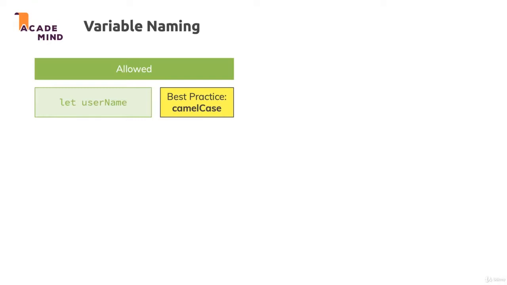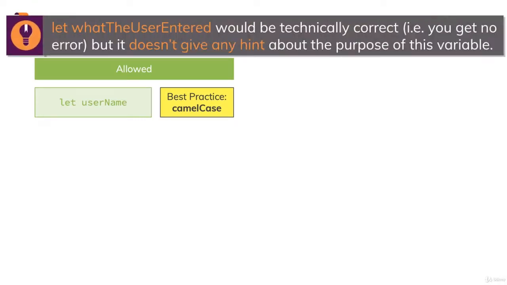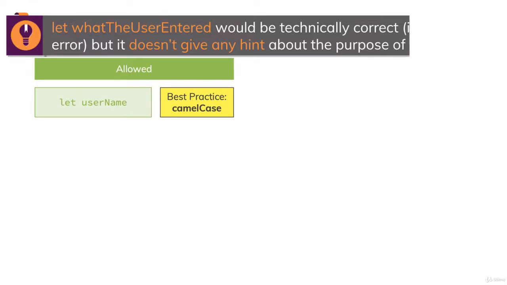It also is a good name because it describes what's in the variable. So here we would probably store the name of a user. So that's a better name than what the user entered, because it might not be clear if what the user entered should be a username or a password. So you want to give the variable a name that describes which kind of data you're storing in there.